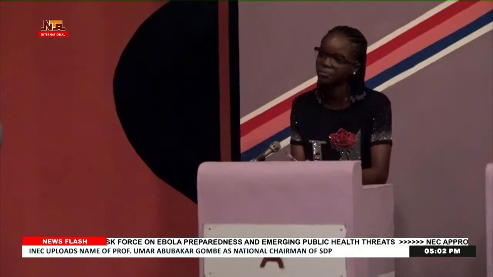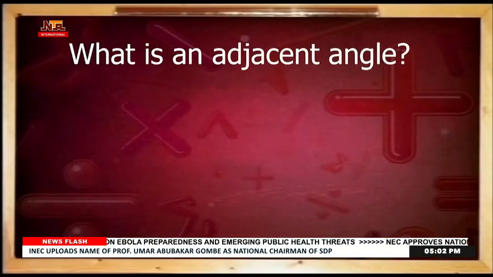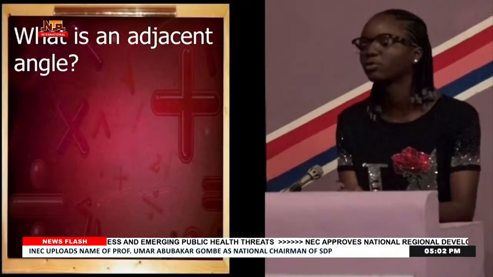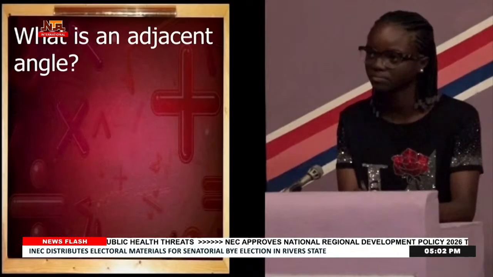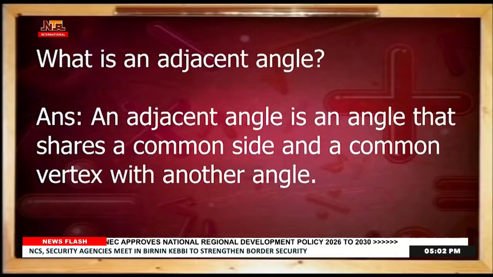Question number 1. What is an adjacent angle? An adjacent angle is angle on a straight line which sum up to give 180. That is not correct. And your time is up. An adjacent angle is an angle that shares a common side and a common vertex with another angle.